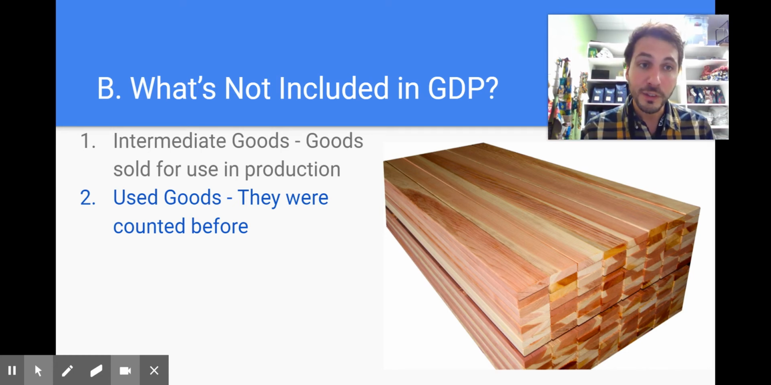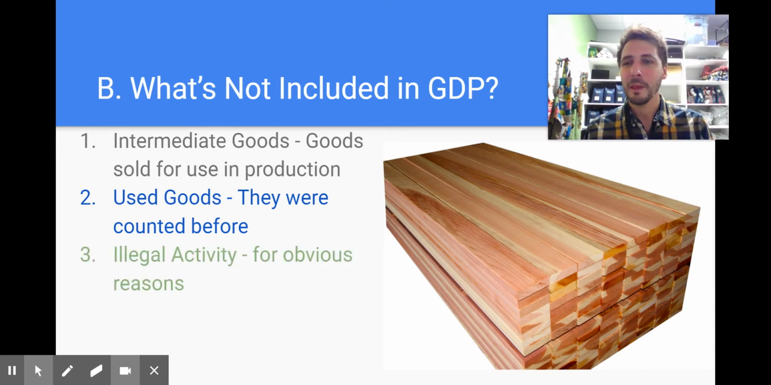Used goods don't count. If it's used, it was counted in a previous year. So you sell a bunch of used cars. That's great. Yes, people make money from that. But I don't want to double count those cars. They were counted back in 1983 when that car was built. I don't want to count it again in 2020.